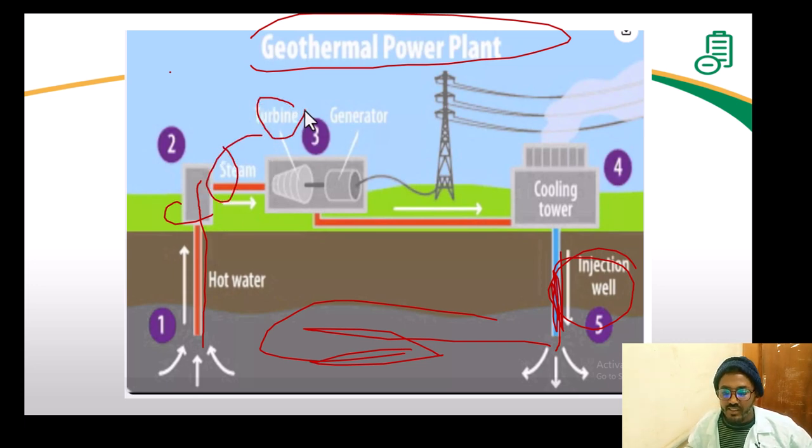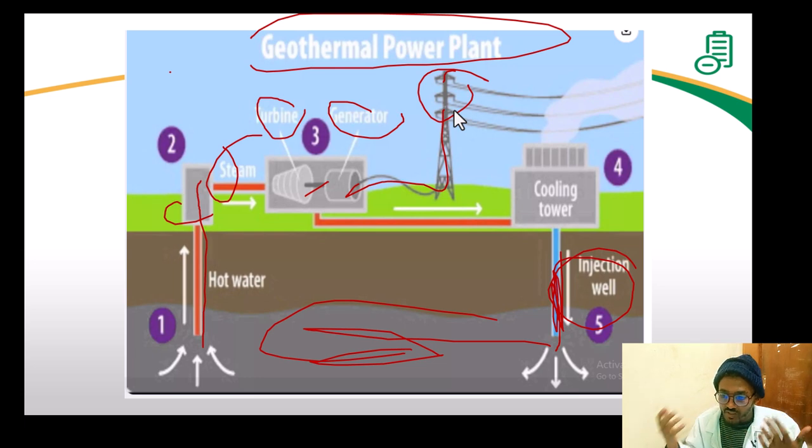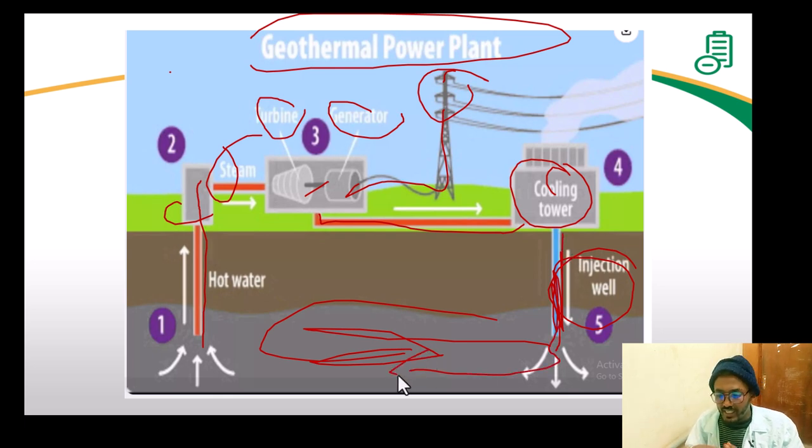This turbine is attached to a generator. We have a tower here, and using this tower we can have a power output, which can be used in the city or for any purpose where we need electricity generation. The cooled water then comes here, and it is sent back to the underground. This process is repeated many times in order to have a constant power output.